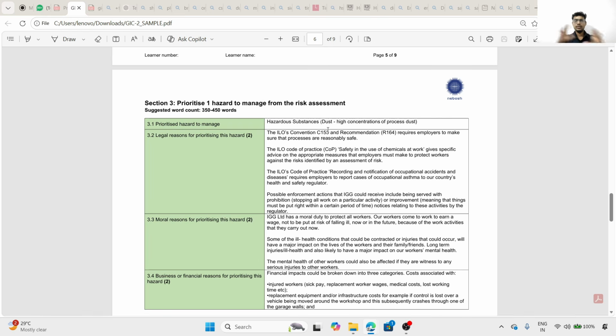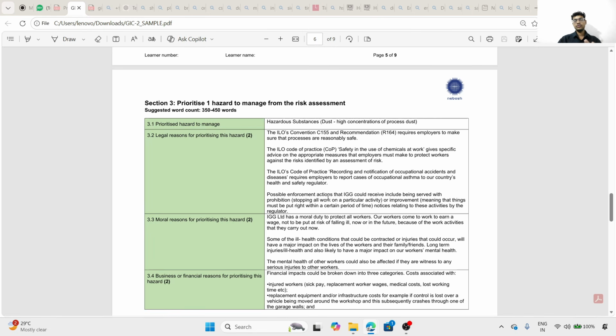See, due to this dust hazard, what all legal perspectives we need to understand is that we have an obligation to be fulfilled, which means the employer has a responsibility for these legal reasons, and the hazard should be prioritized. These are all the things that come upon us, and this shall be written. So we know C155, R164, the articles and all the things in that, and the ILO code of practices.